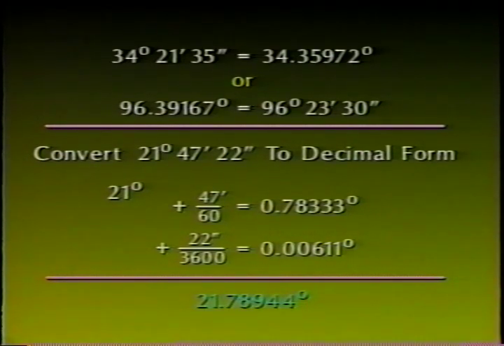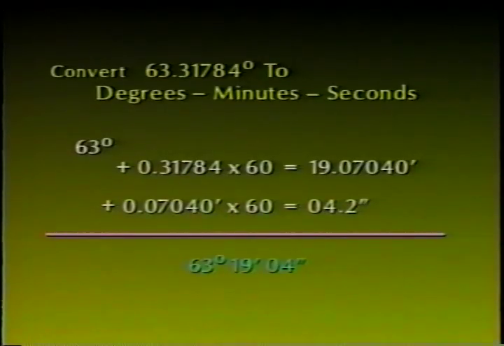Conversion of degrees to decimal form is also shown in this graphic. Conversion from decimal format, 63.31784 degrees to degrees, 63 degrees 19 minutes 04 seconds, is shown in this graphic. Remember, it is always required to convert to decimal form before using most calculators, unless they are pre-programmed to make the degrees to decimals and vice versa conversion.